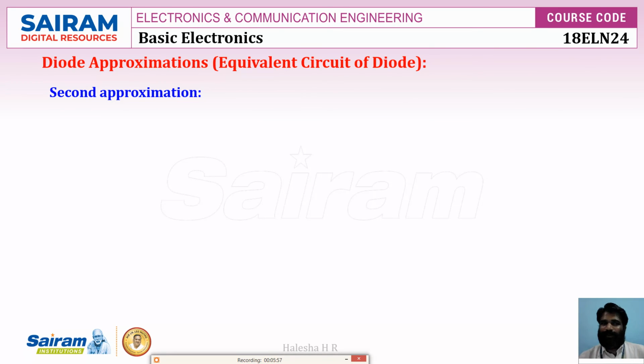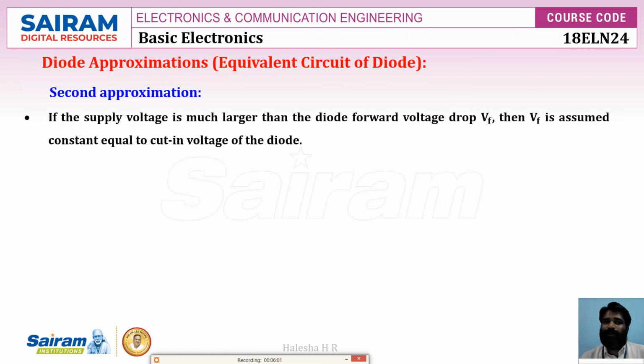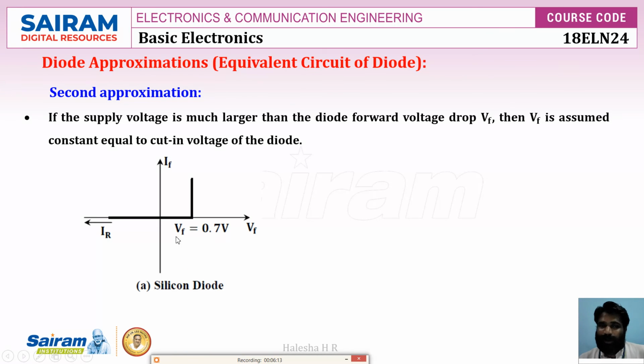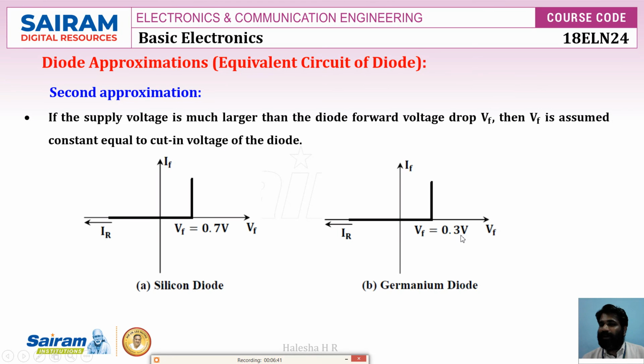Now we'll see the second approximation. In the second approximation, if the supply voltage is much larger than the diode forward voltage drop Vf, then Vf is assumed constant, equal to the cut-in voltage of the diode. This is for a silicon diode. This is reverse current, this is forward current, this is forward voltage, and the opposite to IF is the reverse current. These are the characteristics of a silicon diode, second approximation. For a germanium diode, Vf is equal to 0.3 volt. So if the supply voltage is much greater than the diode forward voltage, then Vf is assumed equal to the cut-in voltage of the diode. This is the second approximation.